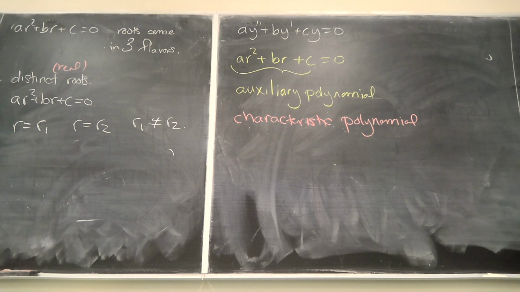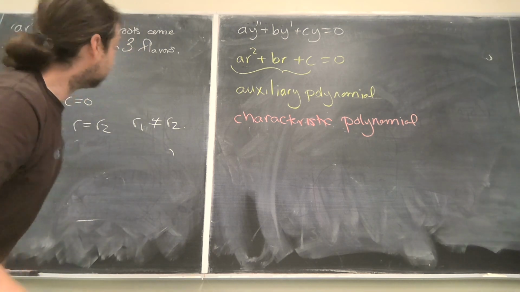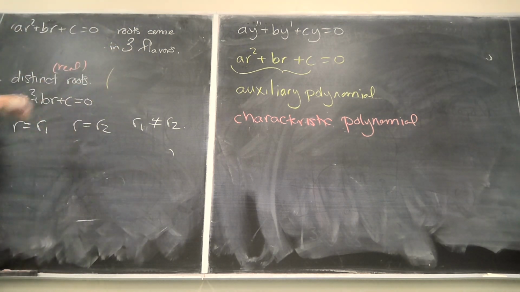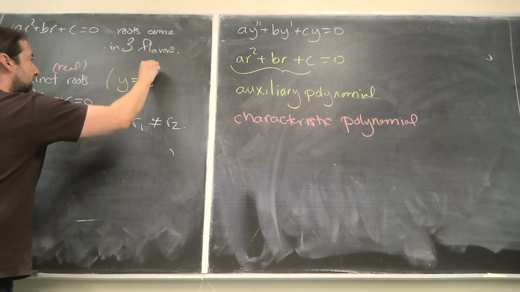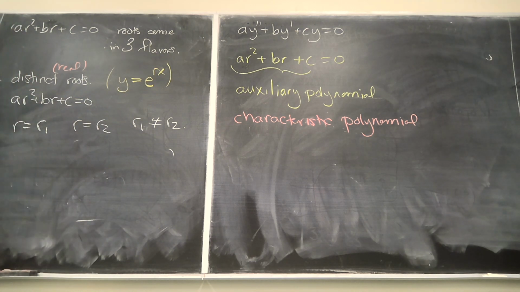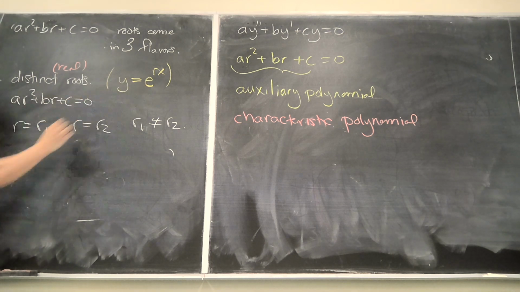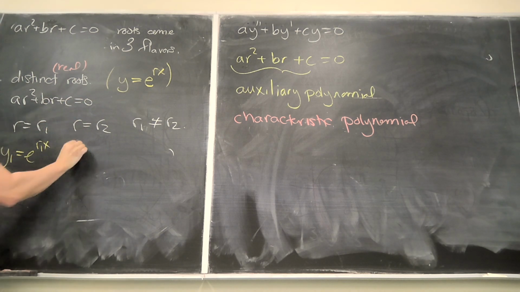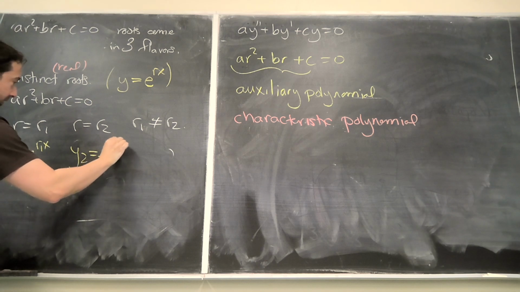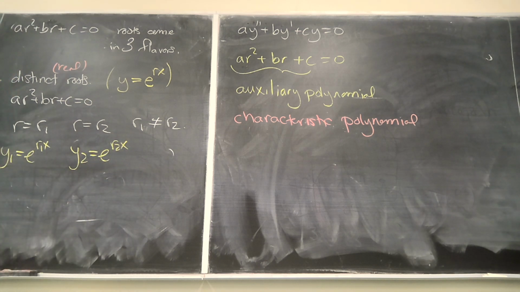Okay, in that case, because we've assumed here, even if you skip the part where you use the trial solution, as soon as you write down that auxiliary polynomial, you are making the assumption that solutions have the form e to the rx. That means as soon as you write this down, you're saying this is a solution if y1 is equal to e to the r1x and y2 is equal to e to the r2x.